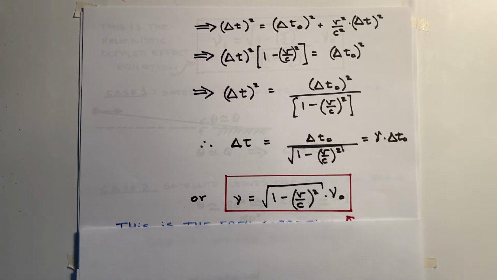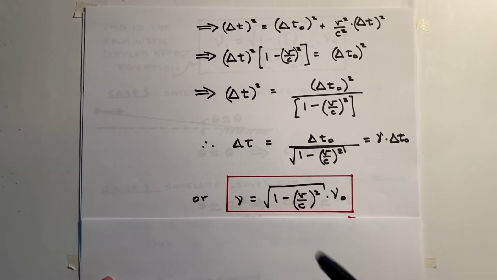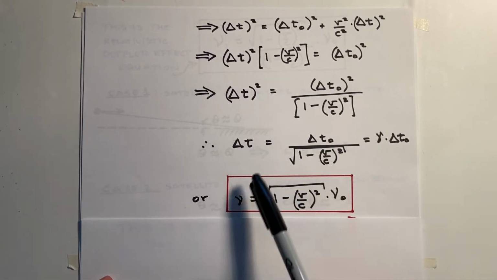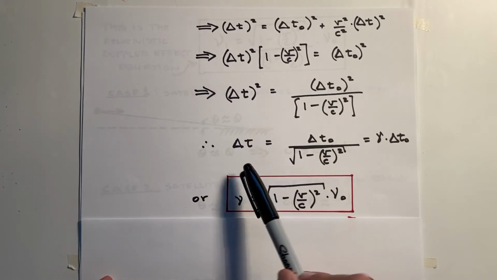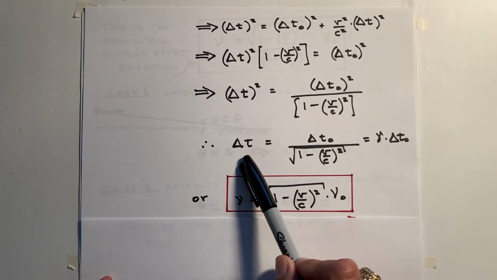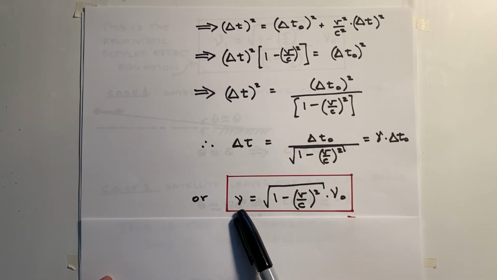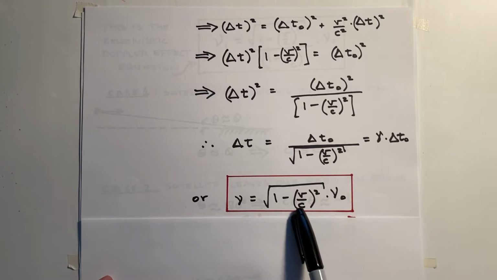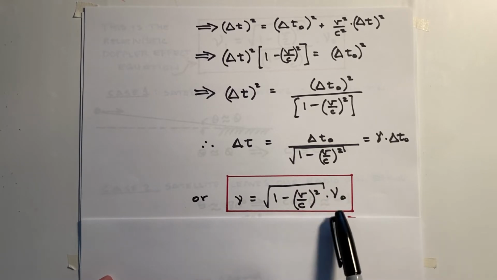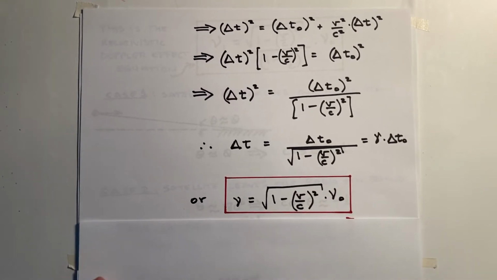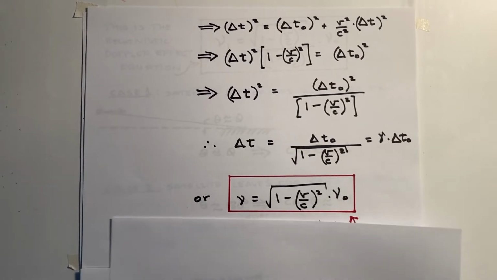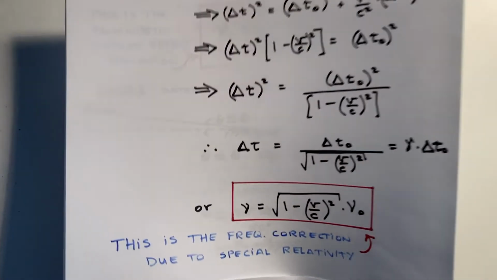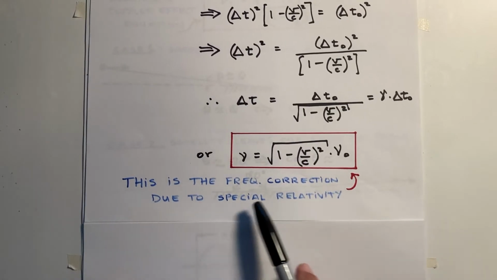Or, in terms of frequencies, we get frequencies, remember, by inverting both sides. 1 over delta t is, just from units, you can see seconds becomes 1 over seconds, or hertz, which is a unit of frequency, a measurement for frequency. So nu, or frequency, equals 1 over gamma times nu 0. The original frequency is changed due to relativistic effects, so we can actually call it exactly that. This is the frequency correction due to special relativity.